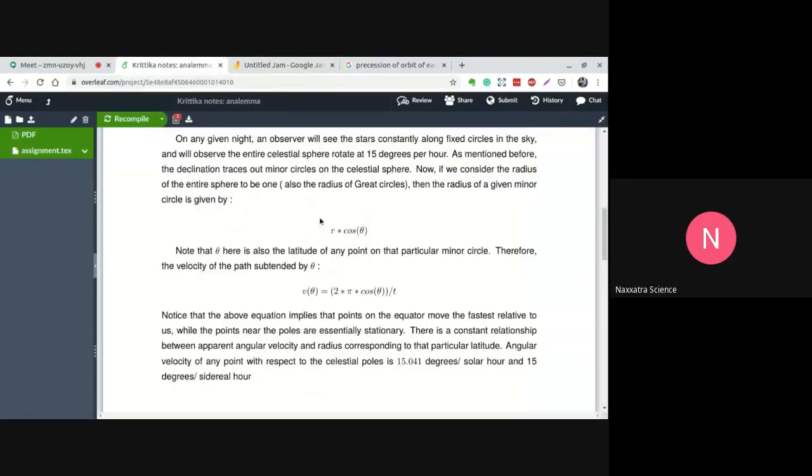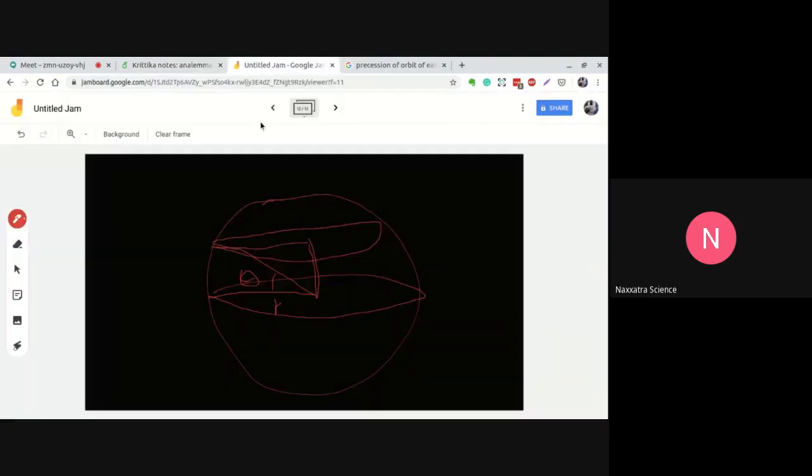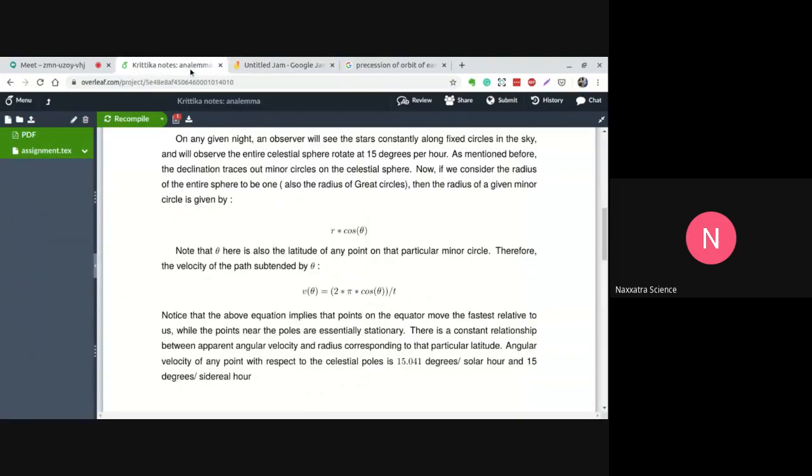I hope everyone got that. It's quite simple. So it's r cos theta, because you can also just draw it over here, maybe. Resolve the component of r, cos theta, and this is the same. So the radius of the minor circle, which means now we know a generalized expression for any minor circle on the Earth or on the spherical celestial sphere, is r cos theta. Note that theta here is also the latitude of any point on that particular minor circle. Therefore, the velocity of the path.